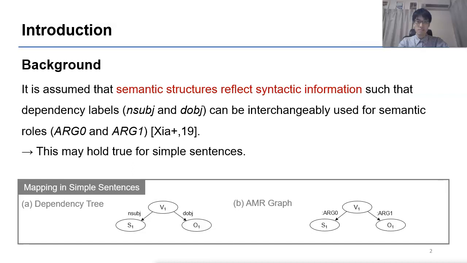When speaking of syntax and semantics in general, it is assumed that semantic structures reflect syntactic information, such that dependency labels like noun subjects and direct object can be interchangeably used for semantic roles such as arg0 and arg1. In terms of this mapping between syntax and semantics, AMR is not exceptional, since it utilizes predicate frames from PropBank. One thing we observed is that this statement holds true for simple sentences, which is basically a matrix clause comprised of a predicate and its arguments.